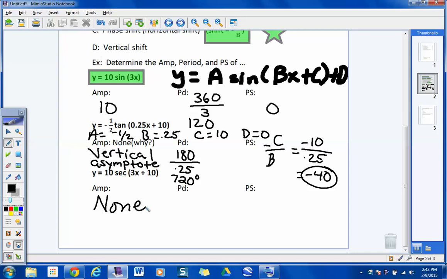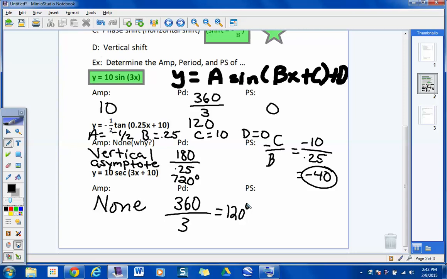It would be 360 divided by 3. You bet. What do you get there, Kaylee? How much? 120 degrees. Awesome. This is easy. Just a bunch of formulas, isn't it?